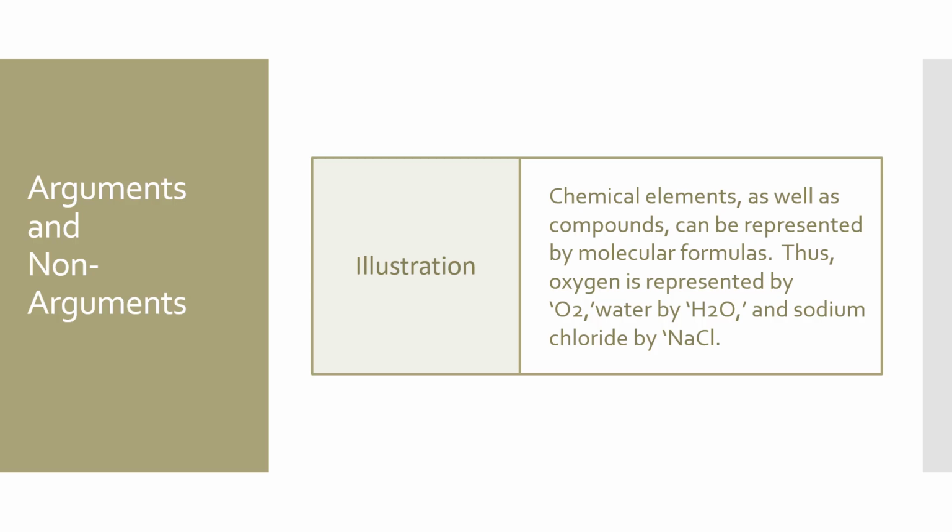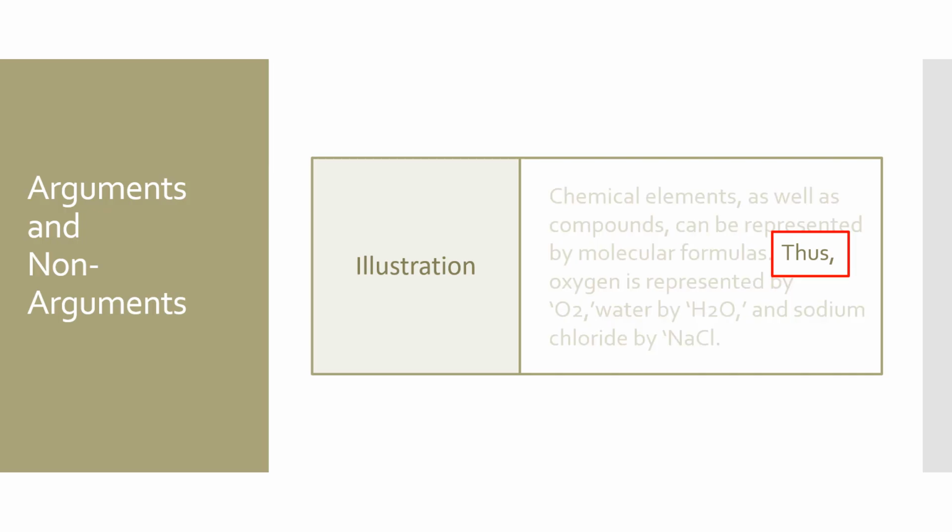So a very nice and easy example of this. Chemical elements as well as compounds can be represented by molecular formulas. Thus, oxygen is represented by O2, water by H2O, and sodium chloride by NaCl. Now notice in this particular case, the original statement is that chemical elements can be represented by molecular formulas. Everything that follows there is an example of a chemical element being represented by a formula, but it's not there to prove it to you. It just wants to show you what they mean by that.